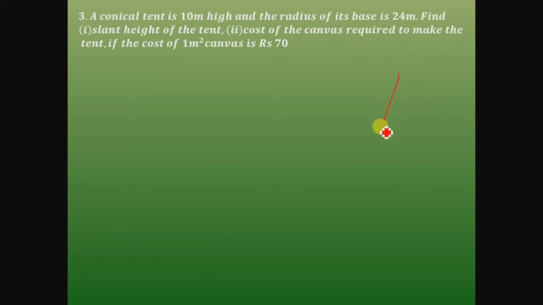Okay, so it's a tent. Tent is like this, where the height is given. This height is given up to 10 meter, and this radius is given up to 24 meters. So with the help of this, first we need to find the slant height.